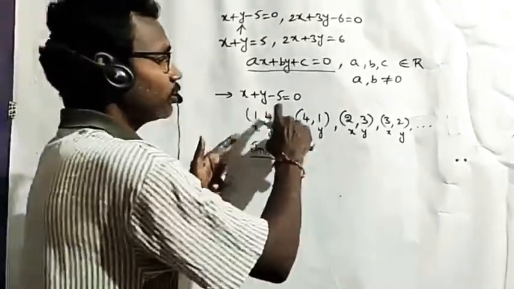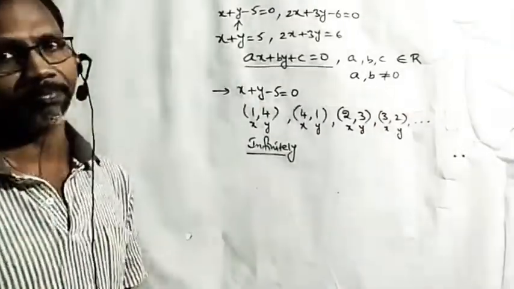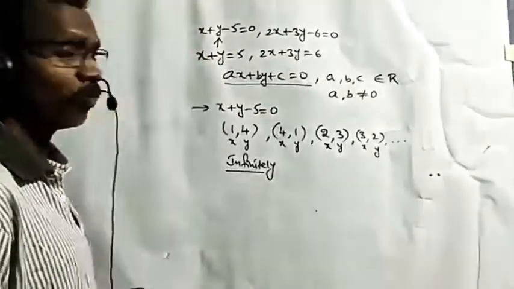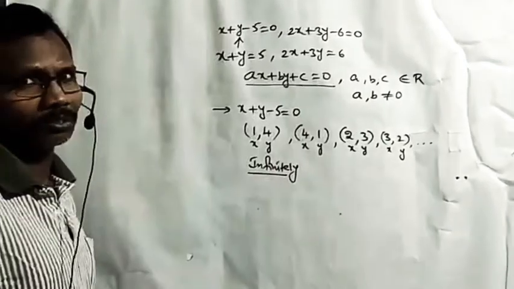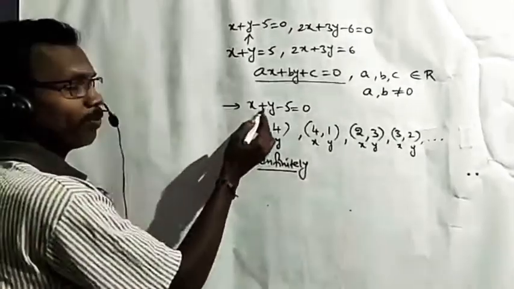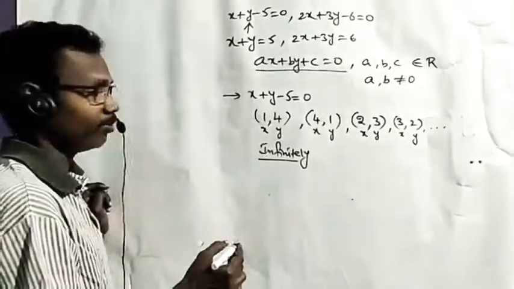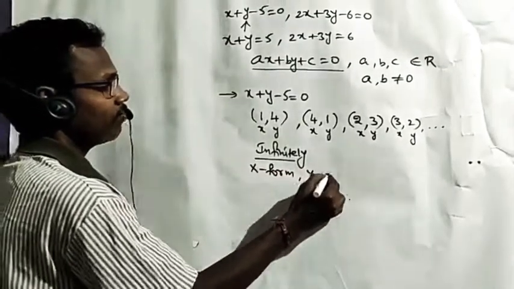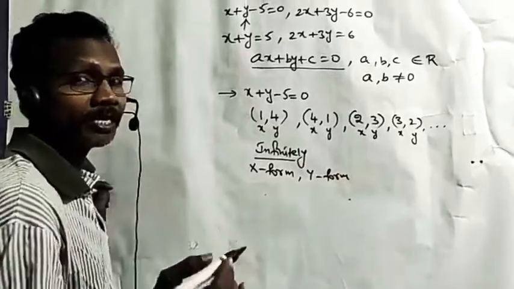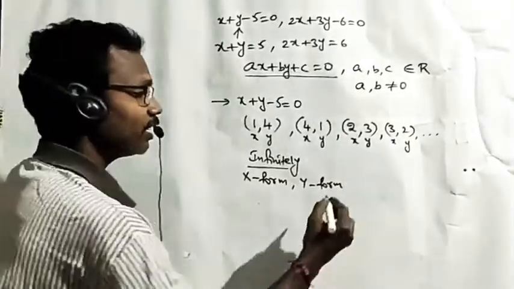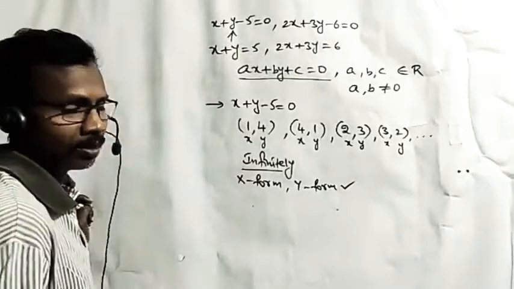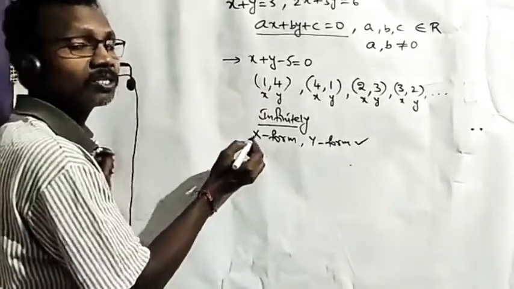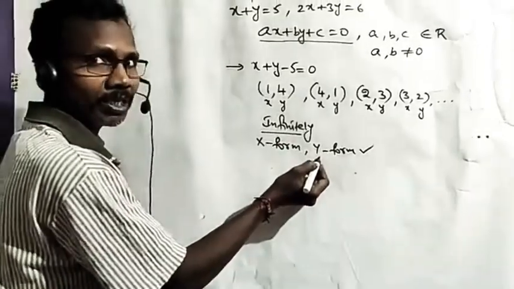But here we got the solutions by assumption. So all the time it is not possible to assume. So what is another way to get the solutions? I will explain. You represent this linear equation in two variables either in x form or in y form. Then you can get the solutions very easily. Generally prefer the y form. What is this x form and y form? Making x the subject is called x form. Making y the subject is called y form.